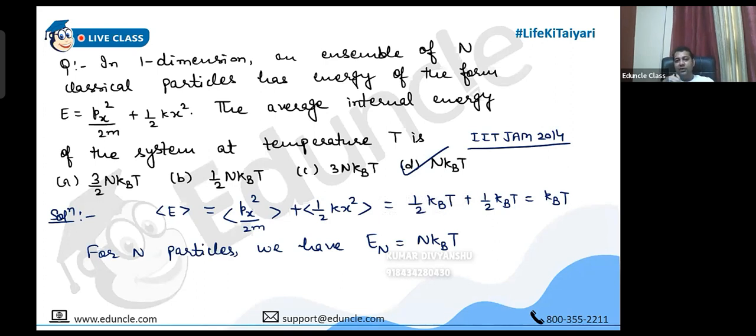1D doesn't mean that it can only have one kind of motion. 1D means only one direction is accessible.